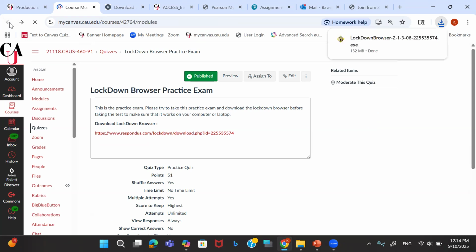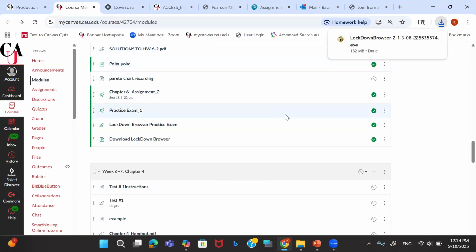That's very important. I know this happened to students before. I cannot do anything if you do not follow the instructions and you come tell me, oh, I couldn't take the test because of the lockdown browser, because you were supposed to do that 2 or 3 weeks ago. You don't have to wait until the actual test. If you didn't take the practice exam, that means you don't care about your grade. Anyway, let's move to chapter 6, part 2.